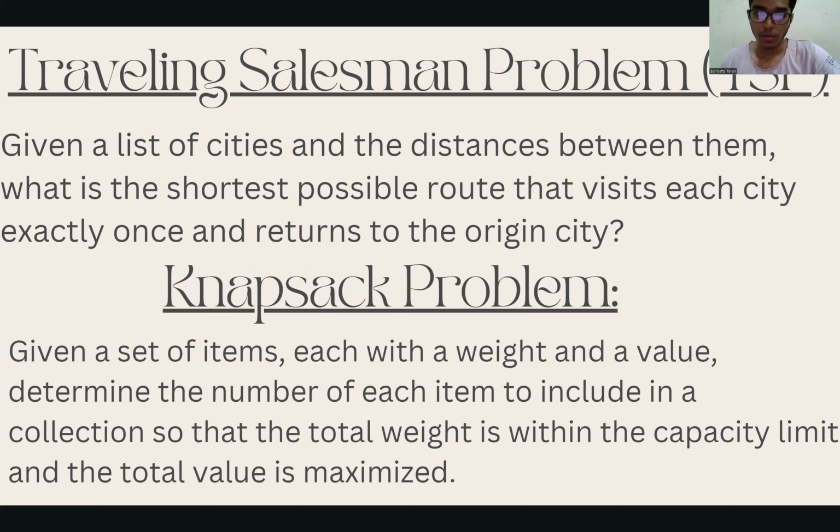So in the knapsack problem, we have to return the number of items that can be included in a collection so that the total weight is within the capacity limit. The total weight is nothing but the sum of the weights of the items present in that set, and the total value is nothing but the sum of the values of the items present in this set. We have to return the number of items that can be included in the collection. That is the main goal of the knapsack problem.